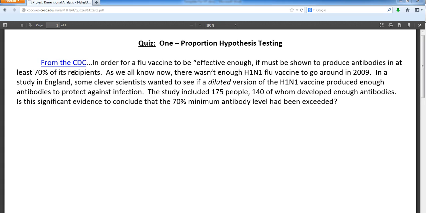So you give the person the flu vaccine. If it produces the antibodies needed, that's a check. If you give it to a bunch of people, if at least 70% or more of them get the antibodies, then we're good to go. So these folks gave it to 175 people, and 140 of them developed enough. That's a random sample. So the idea is, is it enough to have shown that that's enough antibodies?